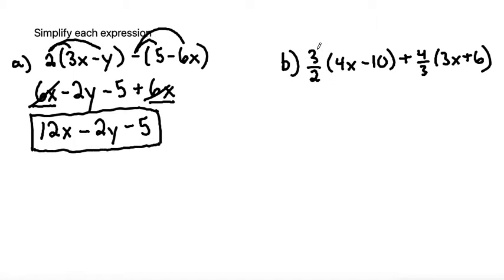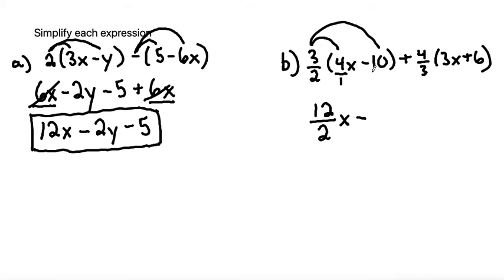Part B is a little more complicated since we have these fractions, but it's a similar idea. So we're going to take the 3/2 and distribute it to every term inside the parentheses. To multiply a fraction times a whole number, you multiply the numbers. So first we can write any whole number as over 1. And then multiplying fractions, you multiply straight across. Multiply the tops. So 3 times 4 is 12, and 2 times 1 is 2. So we'll make 12 over 2x minus.